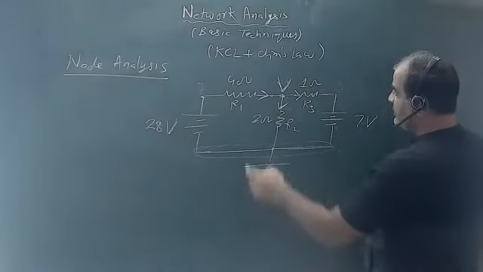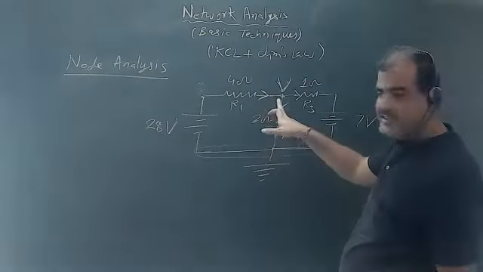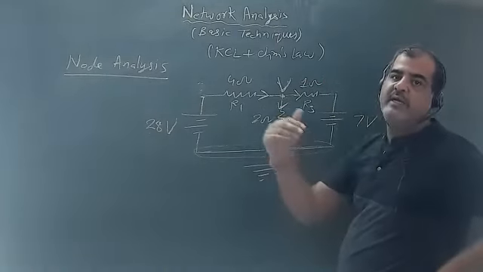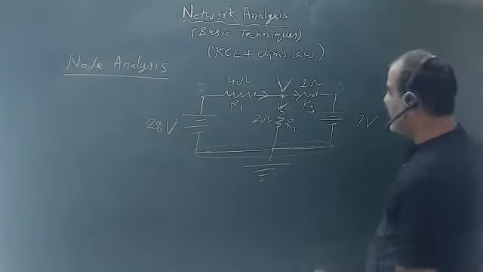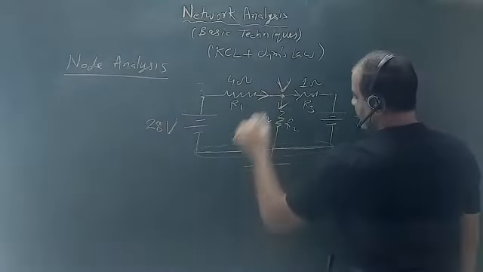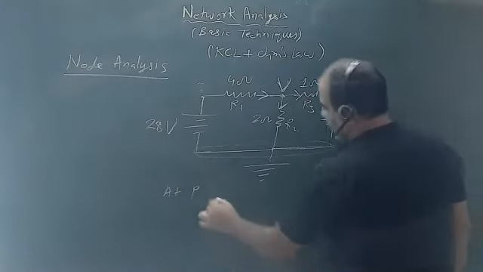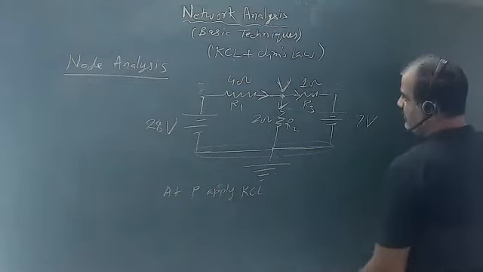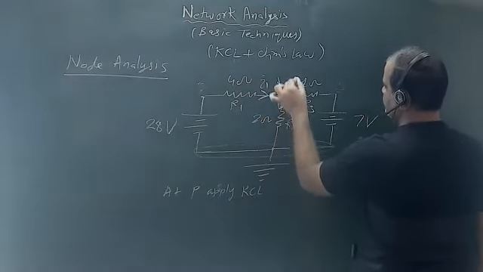Now this is a node, so the incoming current is equal to the outgoing current. That you have to remember, and then you have to decide first whether you are taking outgoing currents as positive or incoming currents as positive. Suppose I am taking incoming currents as positive and outgoing currents as negative. This is the point, say P. So at P, apply KCL.